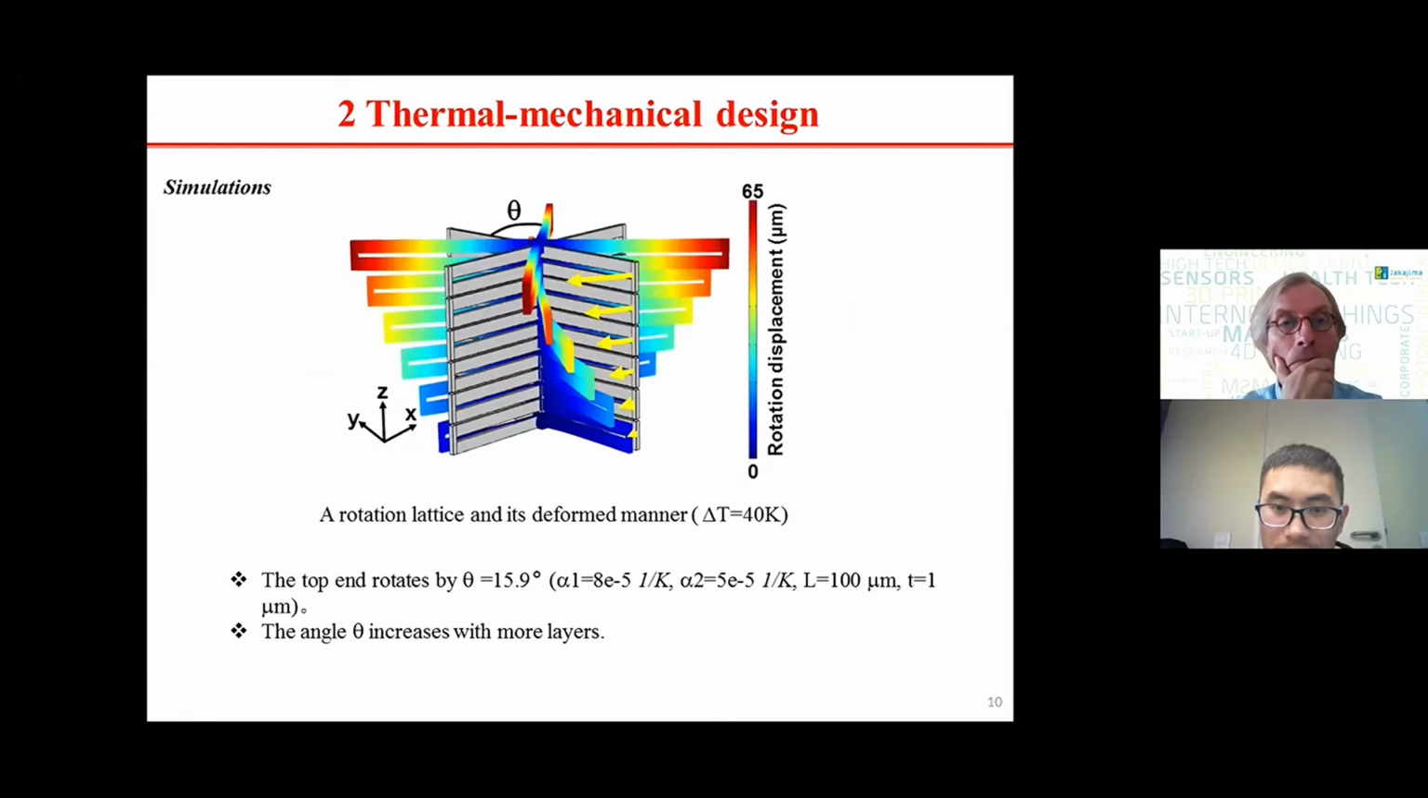So if you use the unit cells to build several layers, that is a lattice, for this set of parameters you find that we can get a rotation angle as large as 16 degrees. That is fairly enough in practice. And again, we note that you can increase the rotation angle of the top end by just increasing the number of layers.